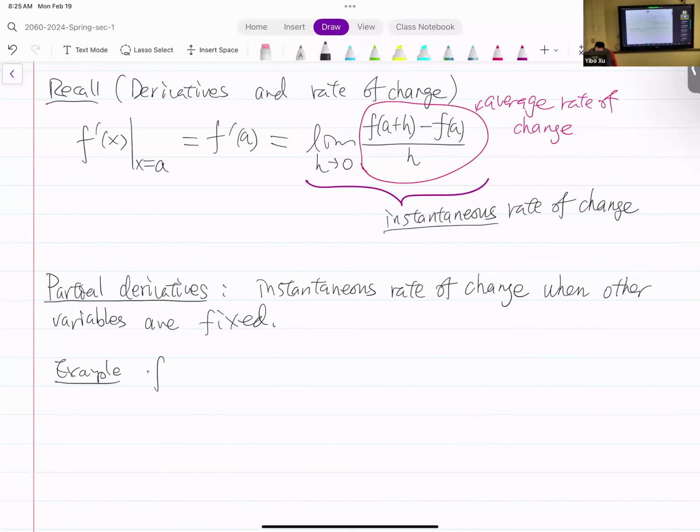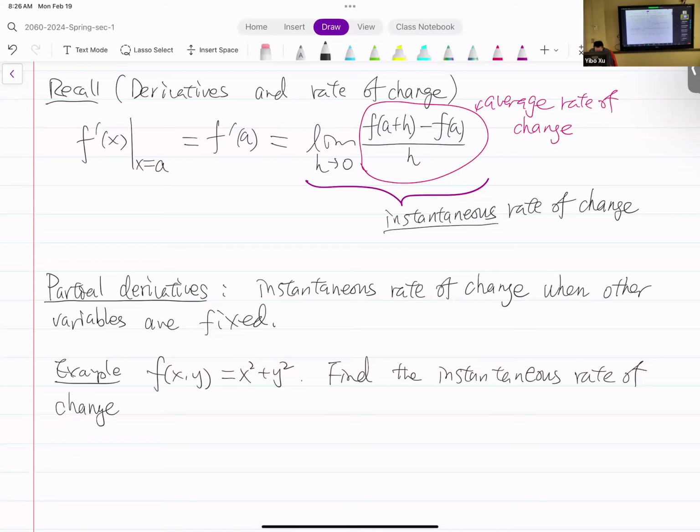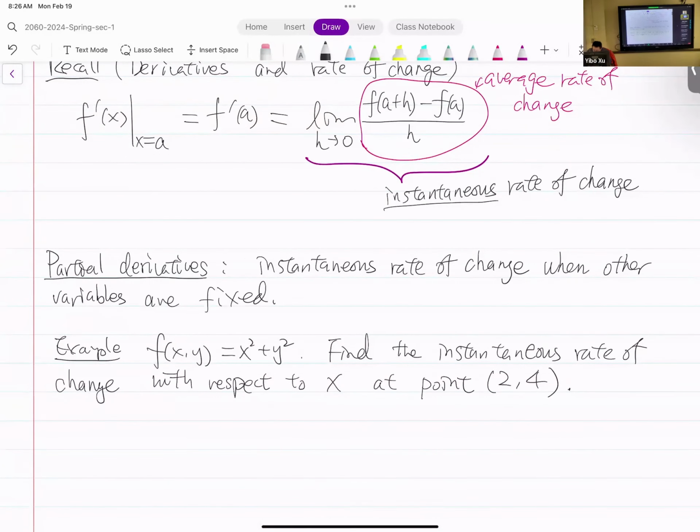Okay. Example. Let's look at f of x, y, which equals x squared plus y squared. We want to find the instantaneous rate of change with respect to x at the point (2, 4). So here we only look at the instantaneous rate of change with respect to x, but we want to look at the location (2, 4) for this function.